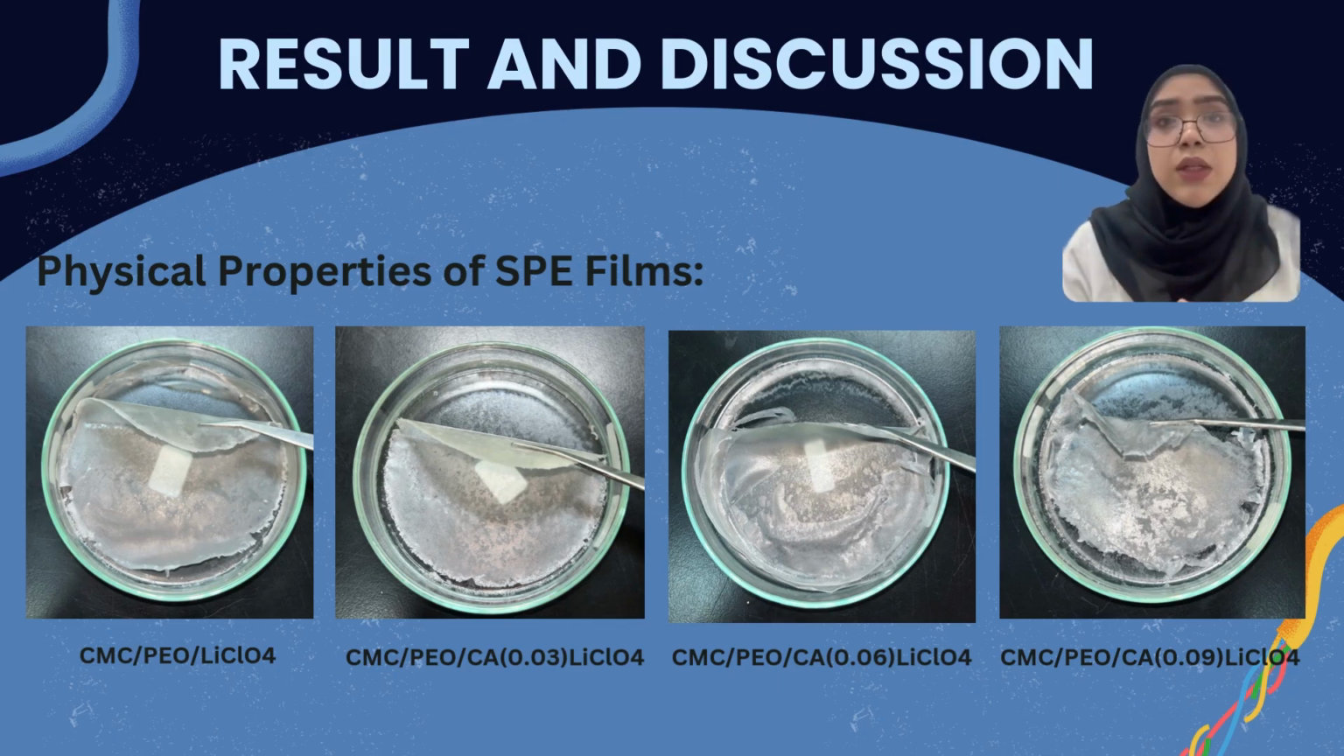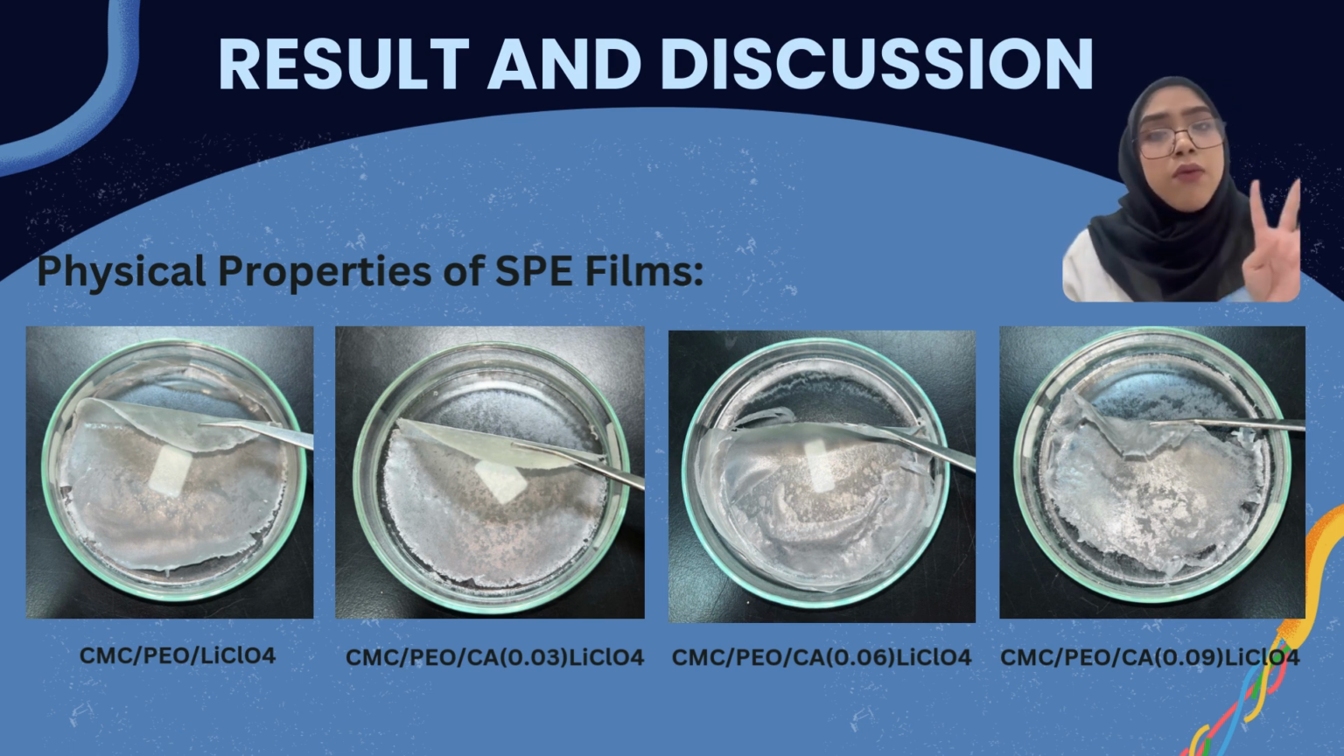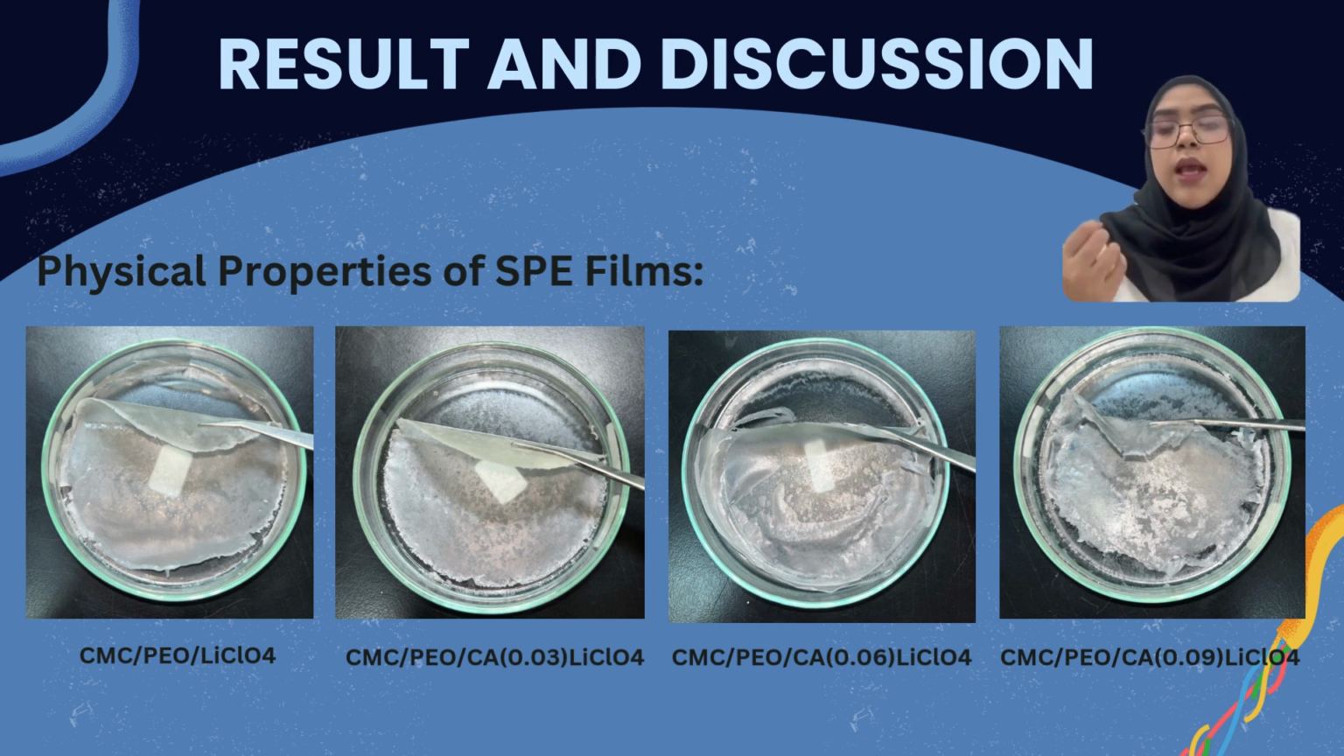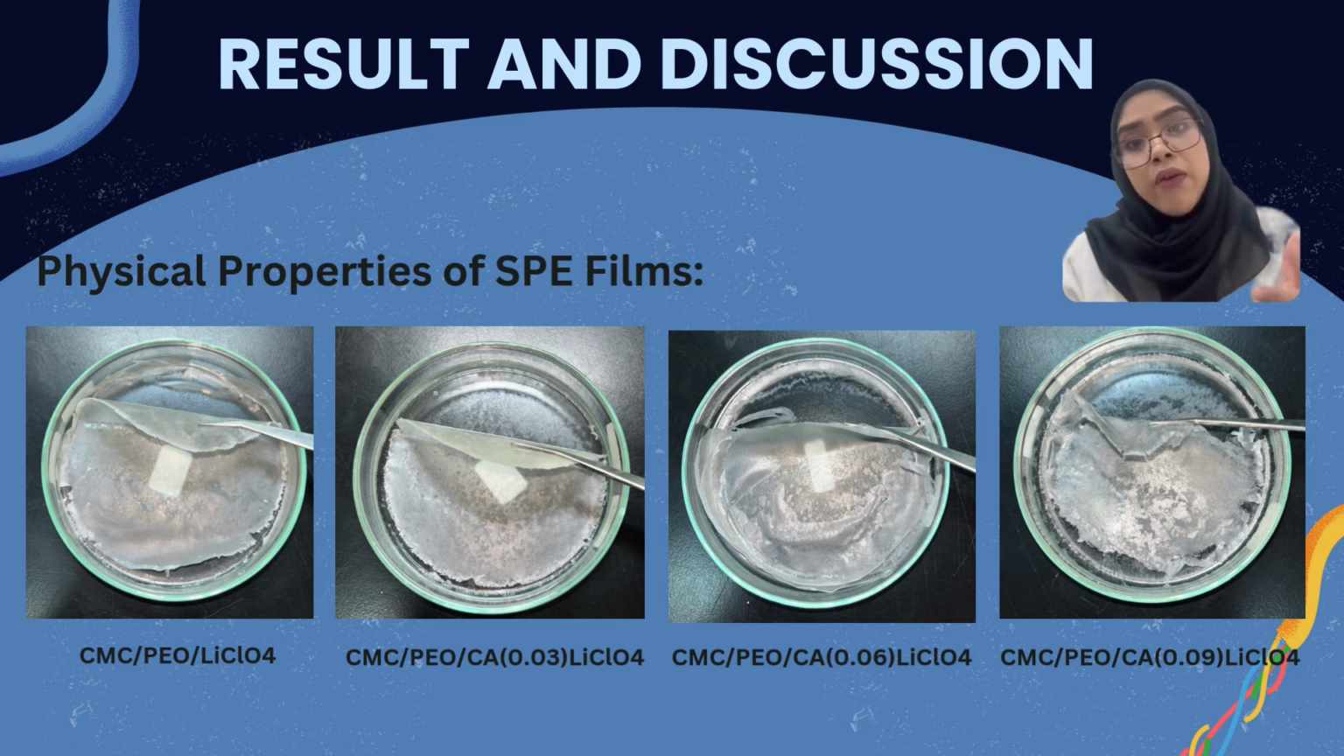Okay, here is the result and discussion for this experiment. First, you can see the physical properties of the SPE film after the experiment is done. Here are the four samples of this experiment. The first sample is the sample without citric acid. We can see the physical properties: the film is paper-like, rough, and brittle.